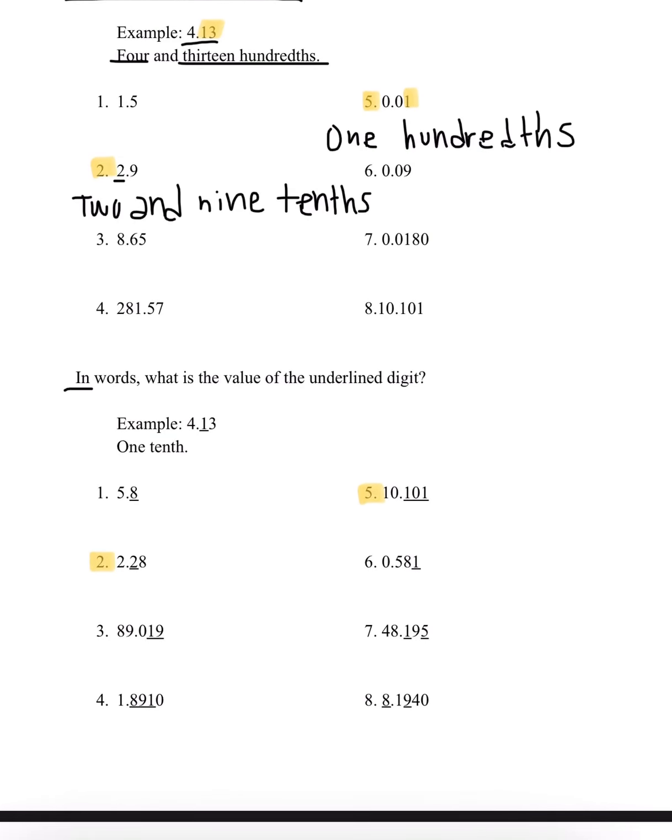Next, it says, in words, what is the value of the underlined digit? The example, the underlined digit is 1, which is in the tenths place. So we just write 1 tenth. So I'm going to be going over number 2 and 5. Number 2, the underlined number is a 2, which is in the tenths place. So all we write is 2 tenths in word form.